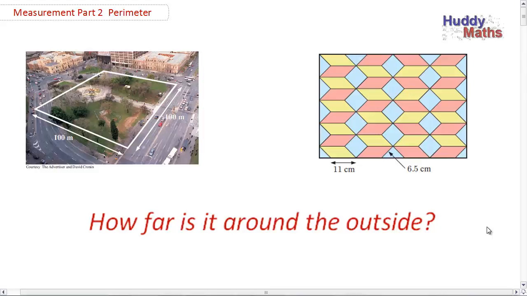Wow, welcome to measurement part 2. This is talking about perimeters. And what's that? I think we've got the answer right here.